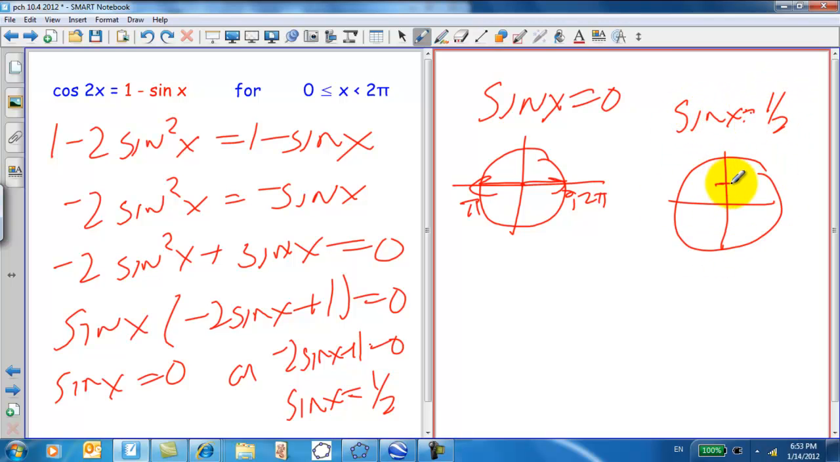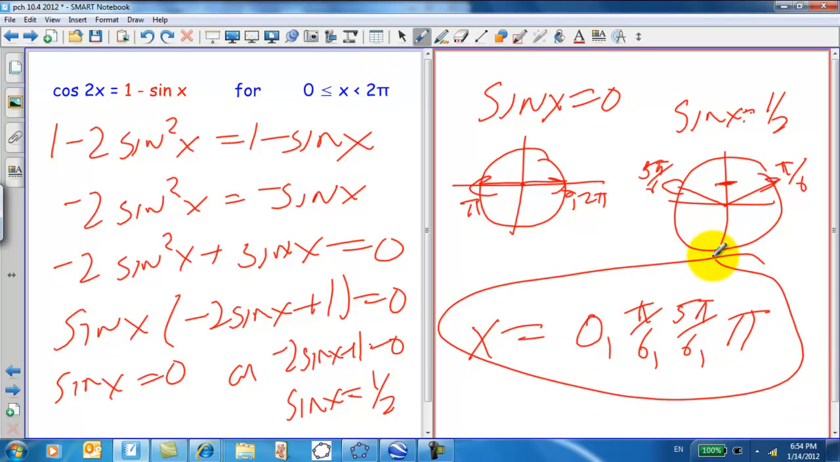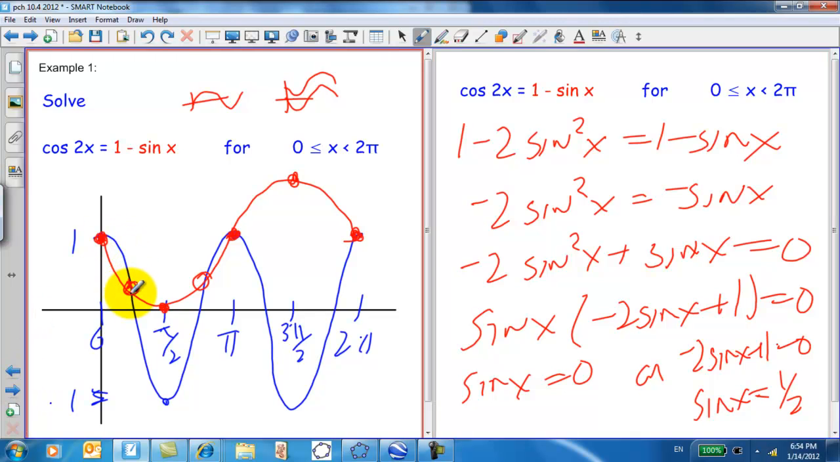Get our unit circle out here, when it is equal to a half. Here in the first and second quadrant, pi over 6 and 5 pi over 6. So there are your solutions at x equals 0, pi over 6, 5 pi over 6, pi, and no reason to say 2 pi because that's coterminal with 0. So there you go. And notice how that's consistent with the sketch: there's our pi over 6, and there's our 5 pi over 6, and there's our 0 and pi.